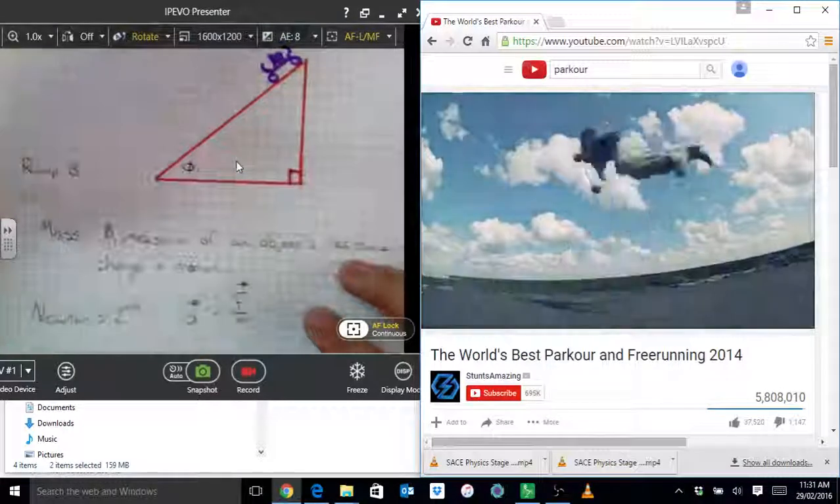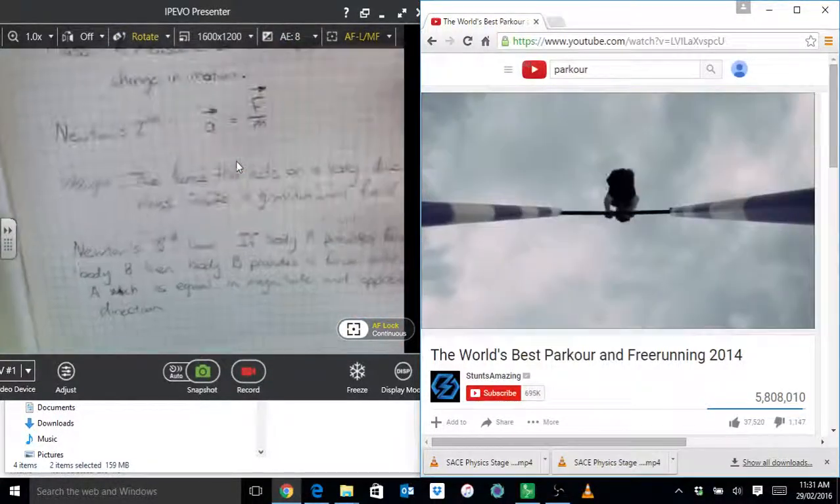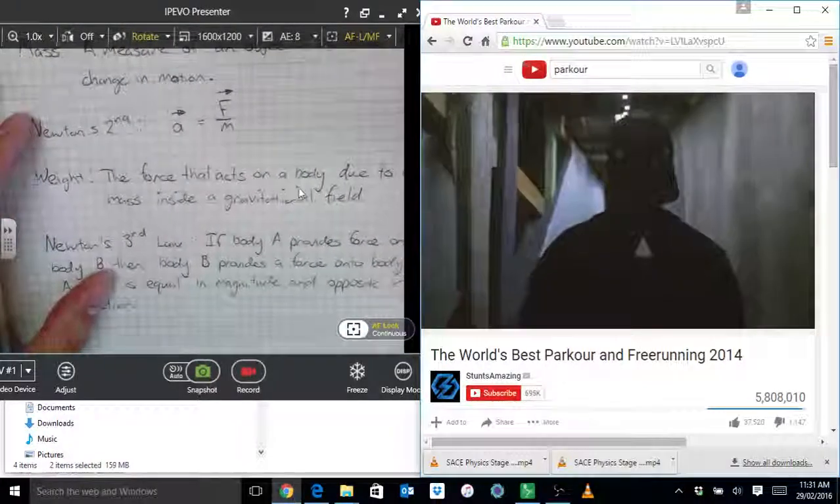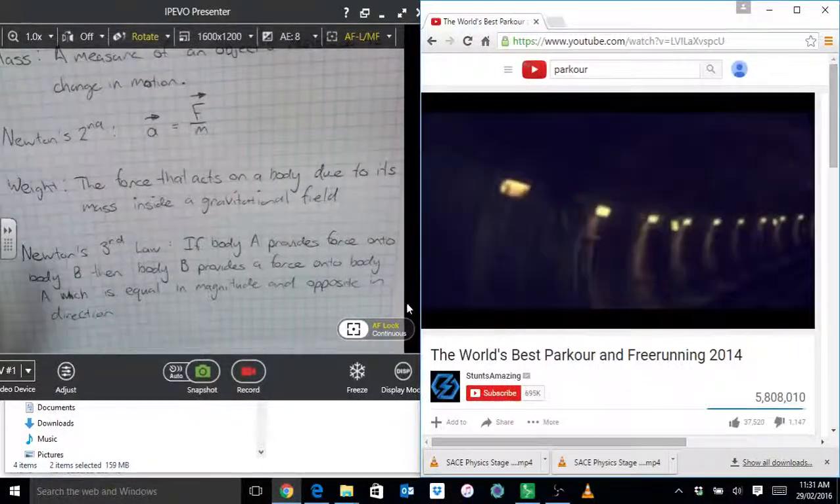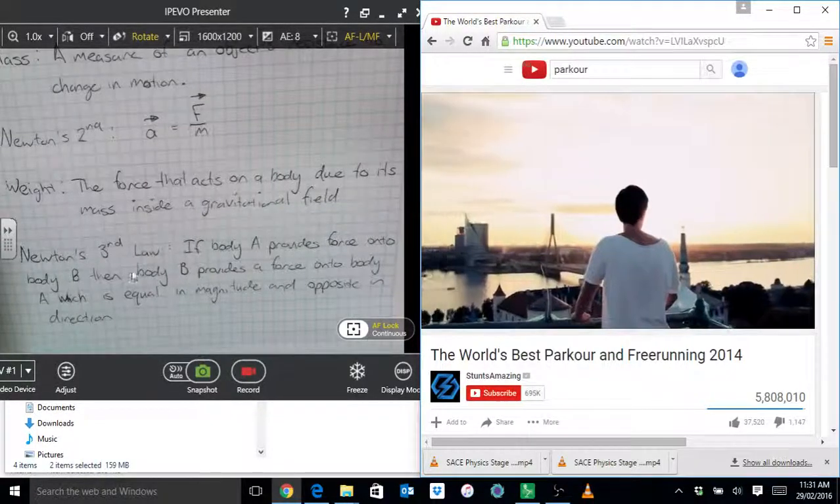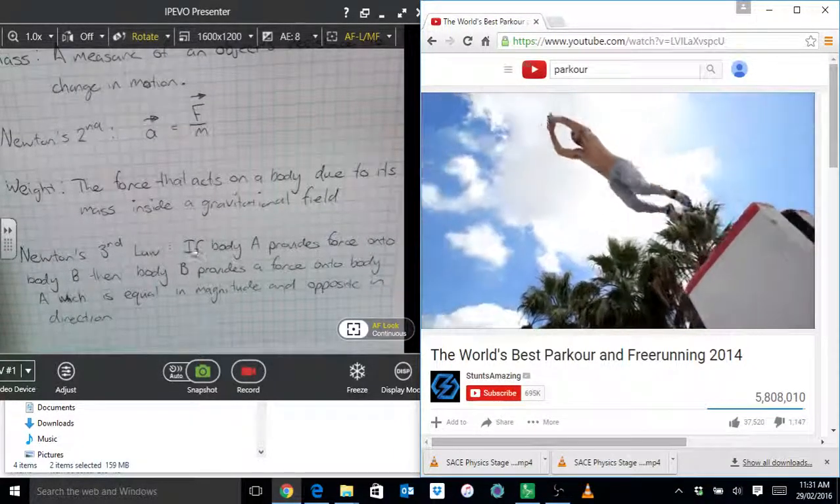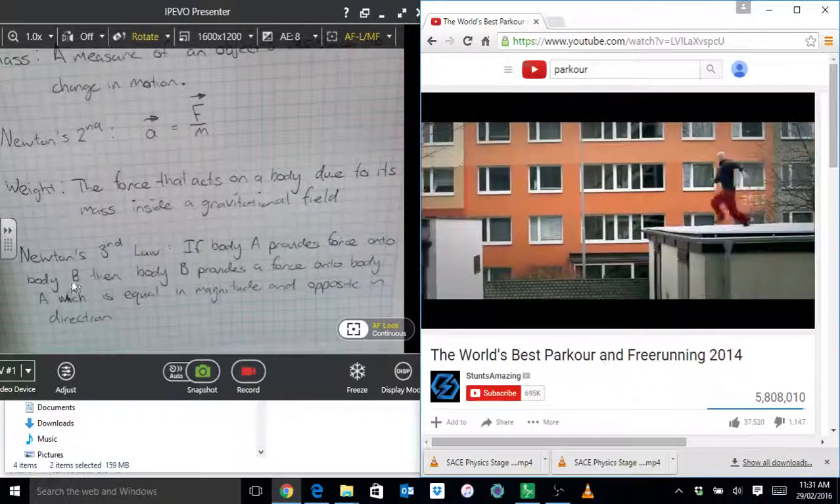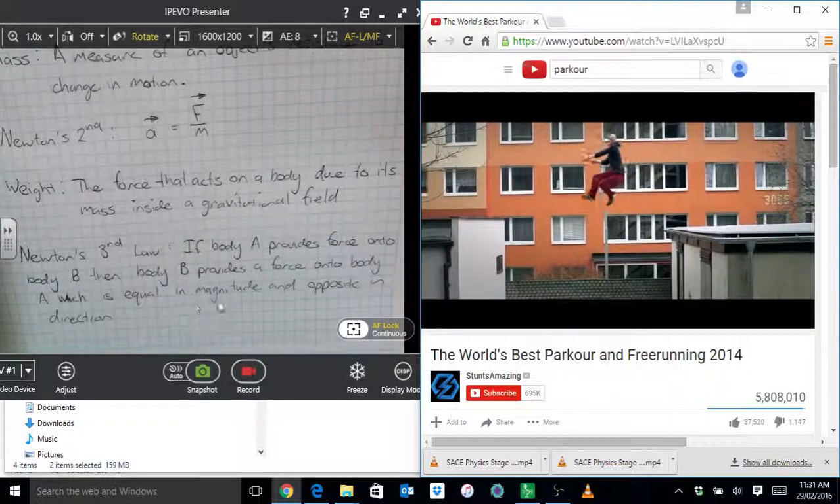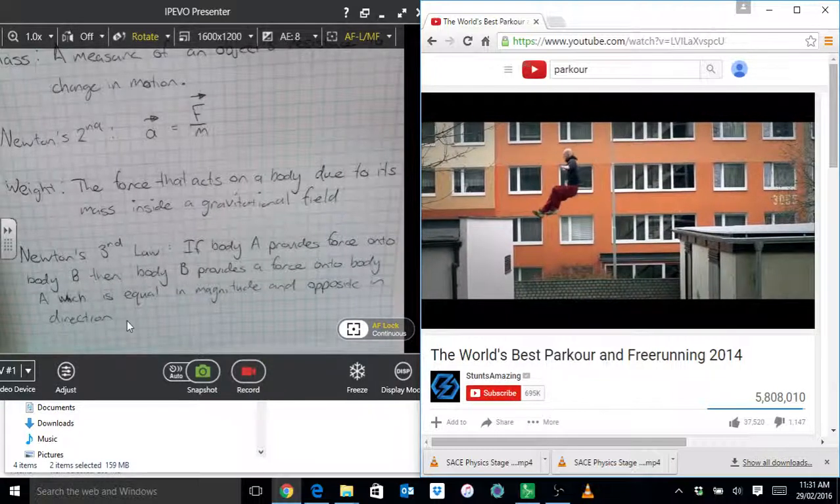All right, now, weight. Weight is the force that acts on the body due to its mass inside a gravitational field. The other one I'll mention is Newton's third law. If body A provides a force onto body B, then body B provides a force onto body A, which is equal in magnitude and opposite in direction.